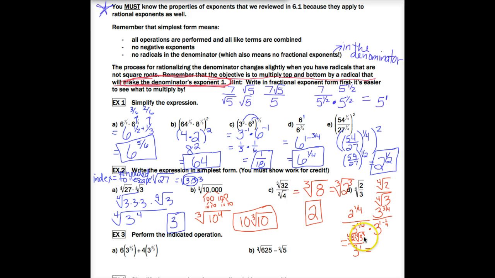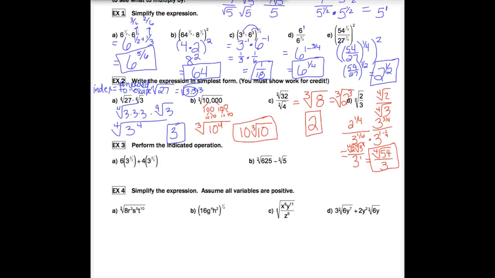times the 3 to the 3rd power. 3 to the 3rd power is 27. 27 times 2 is 54. So this is 4th root of 54 over 3. Now, for some people, they don't like the fractional exponents. And if that's you, that's totally fine.